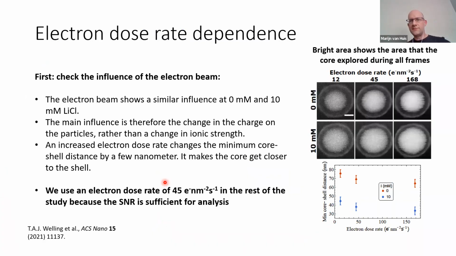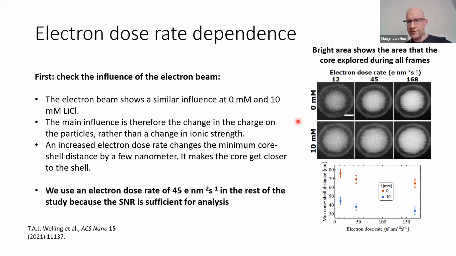Now, we have checked, of course, the electron dose rate. The conclusion is that for high electron dose rates, you see indeed influence of the electron beam, but at lower electron dose rates, 12 or 45 electrons per square nanometer per second, the influence is very limited. We chose in the end to go with 45 because that gave us sufficient signal to noise ratio.